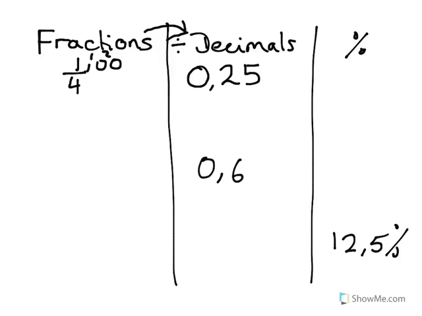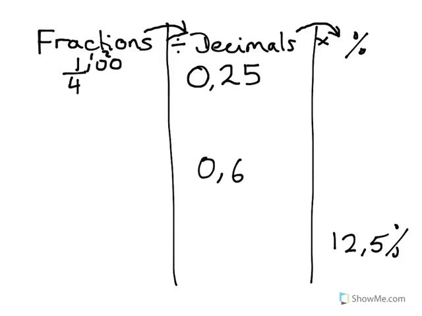So if we don't remember that the fraction 1/4 is 0.25, we can simply work it out by dividing the top number by the bottom number. So that's the easy bit. What then do we do when we want to go from decimal to percentage?